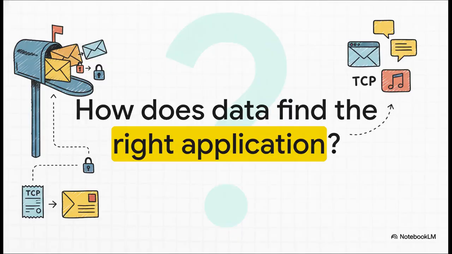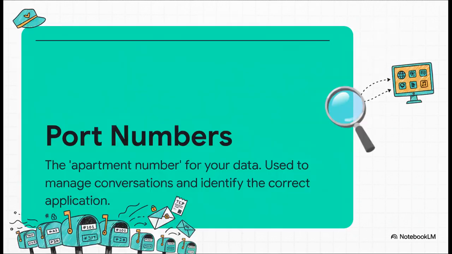Okay, so we know how the data gets from one computer to another, either reliably or super fast. But we still haven't quite answered that first question. Once the mail arrives at the right building, how does the mailroom know which specific apartment to deliver it to? How does it find your browser instead of your email app? The solution is so simple and elegant.